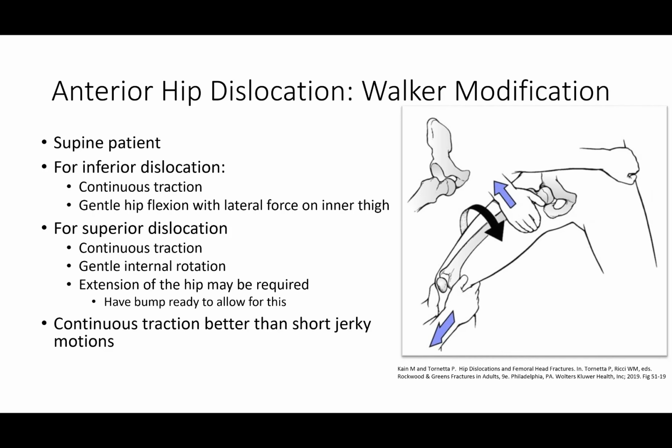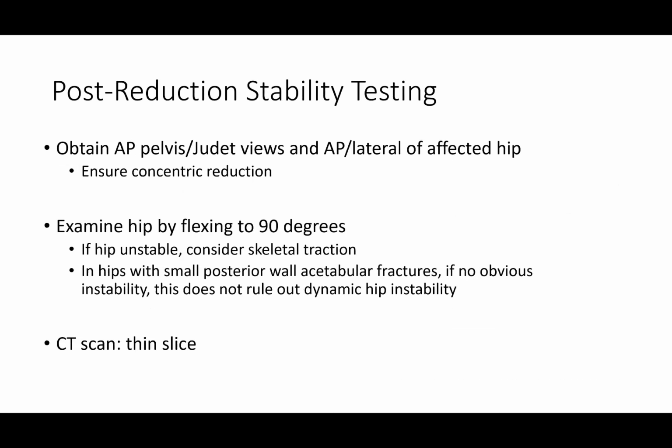It's probably good if you want to go on YouTube and check a video of some of these techniques. You will find them as well as on the OrthoClips website. The anterior hip dislocation can be reduced with the Walker modification. So for inferior dislocations, traction, gentle hip flexion with a lateral force on the inner thigh. For superior dislocations, traction, internal rotation, and you may have to do some extension, maybe a bump. And you do want to prevent any kind of fracture of the femoral neck. These short, jerky motions can be risky, and it's better to just tire the muscles out and do continuous traction.